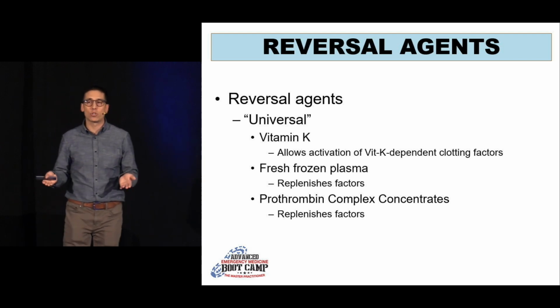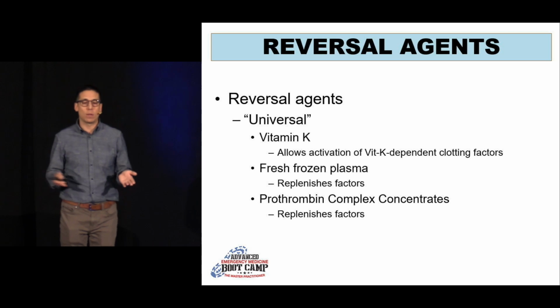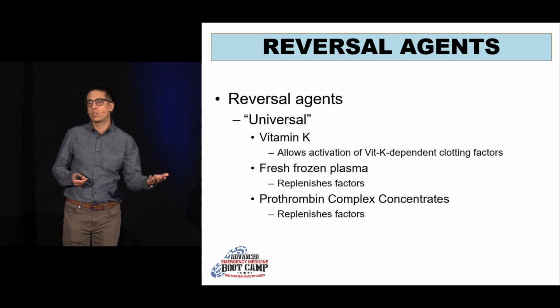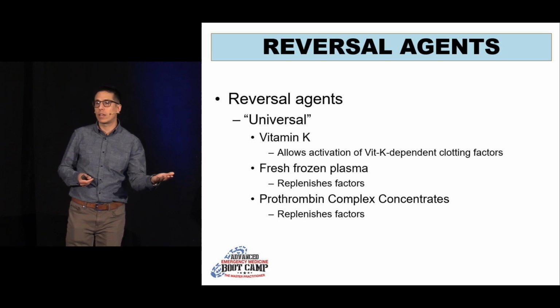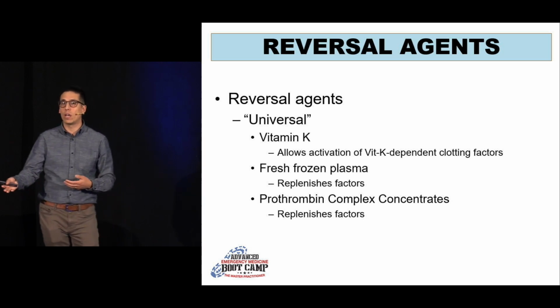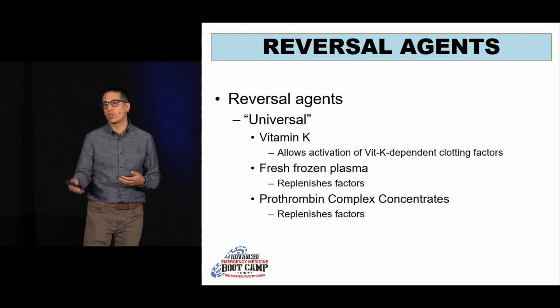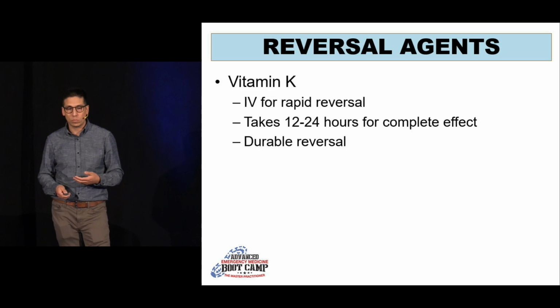It can take many hours to work, even if you give 10 of IV vitamin K, right? So we restore and we replenish. We restore the ability to carboxylate clotting factors, and then we replenish them by giving something else, like fresh frozen plasma, or more ideally, prothrombin complex concentrates, or PCC, right?